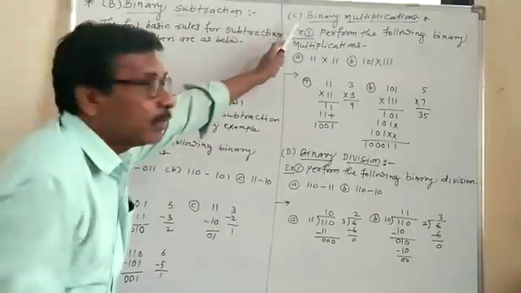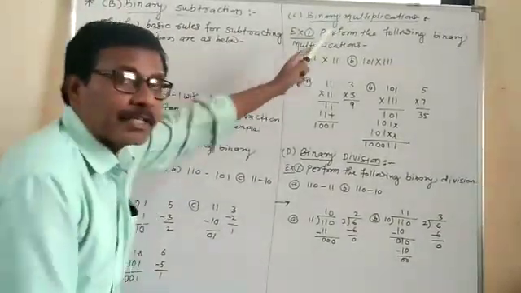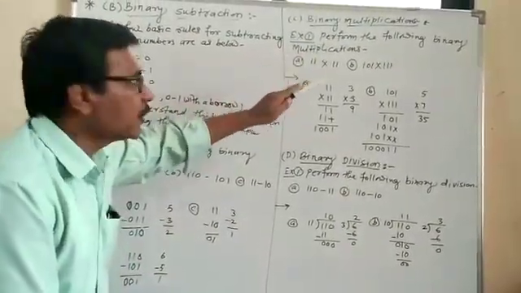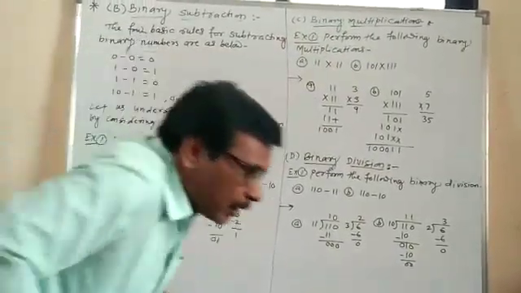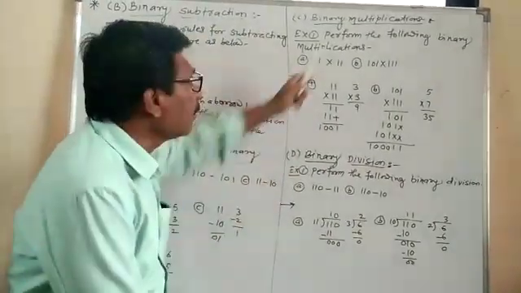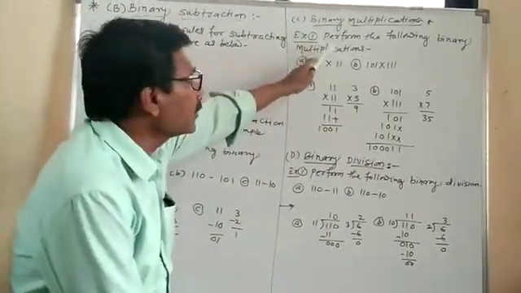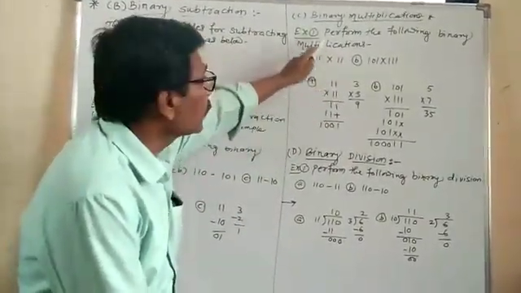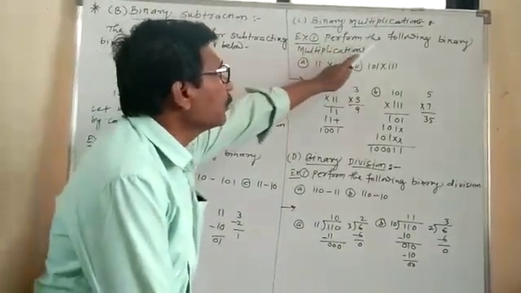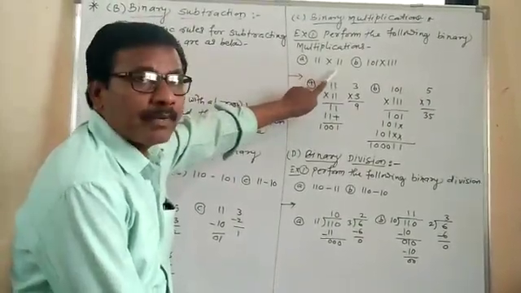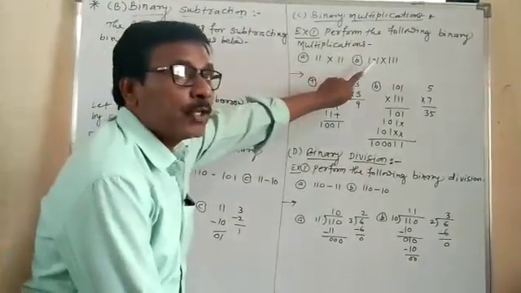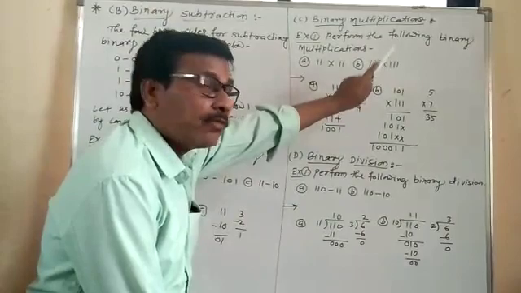The third one is binary multiplication. The third arithmetic operation is binary multiplication, and it is also simple. We understand binary multiplication with the help of some examples. One or two examples we take for this multiplication. Perform the following binary multiplication. The first one is 11 multiplied by 11, and the second one is 101 multiplied by 111.